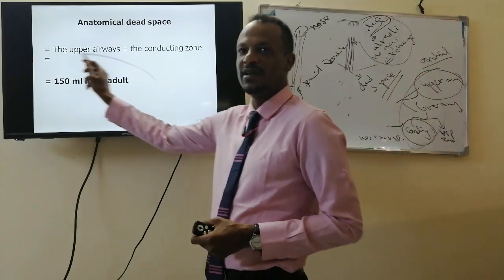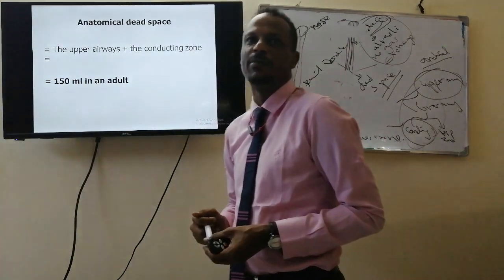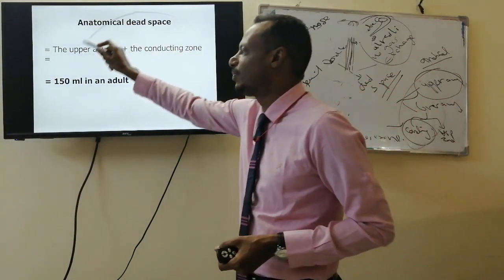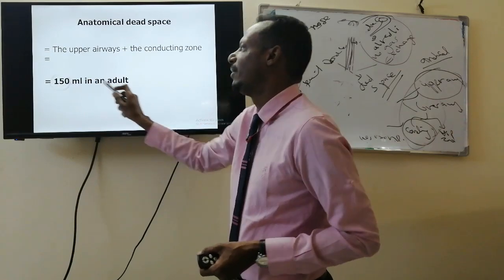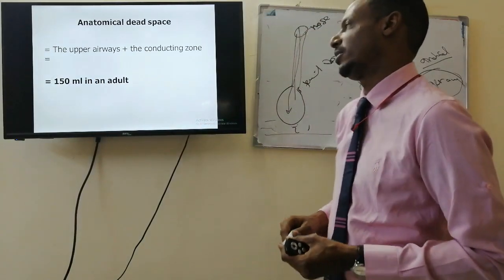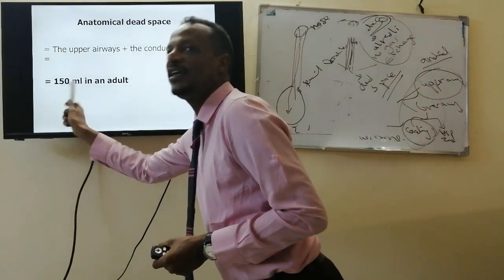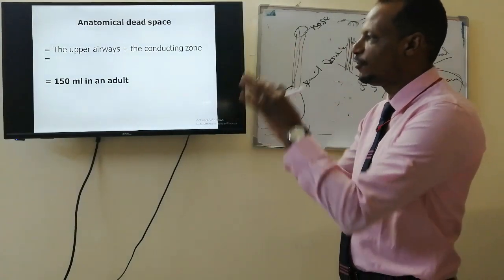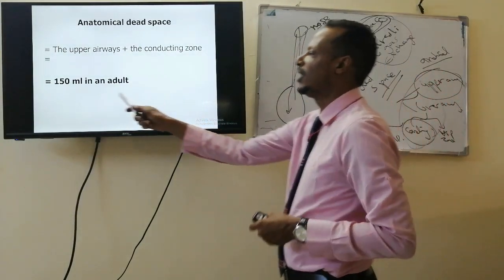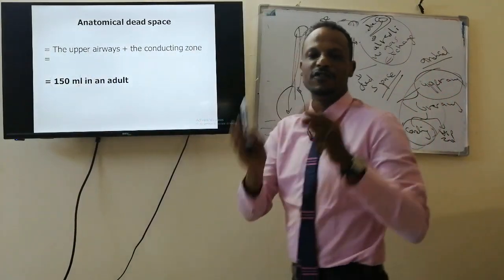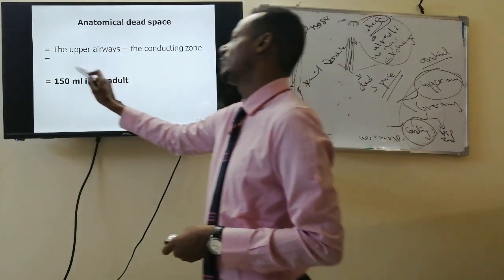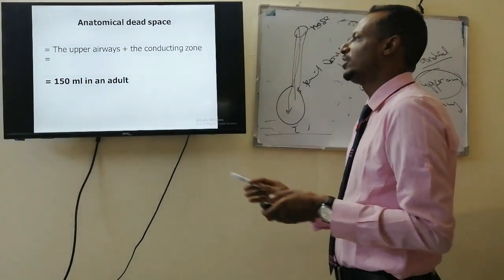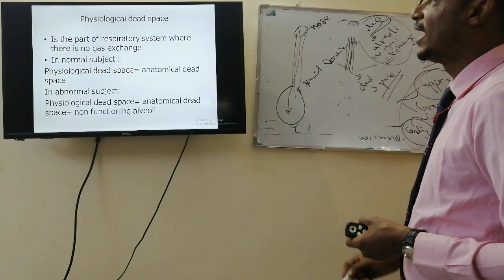If you breathe, for example, 500 ml per breath, the anatomical dead space takes about 150 ml from each breath. This 150 is constant. That means if you breathe 300, the dead space will take 150. If you breathe 500, the dead space will take 150. So it is a fixed amount.